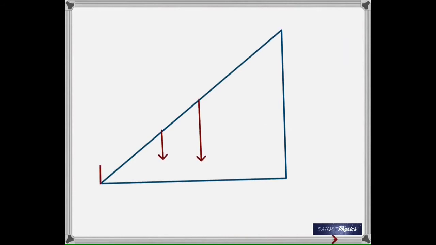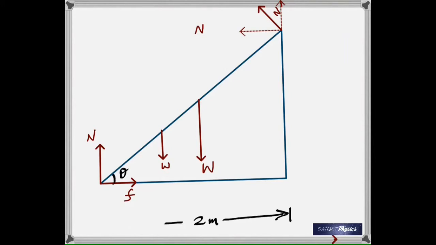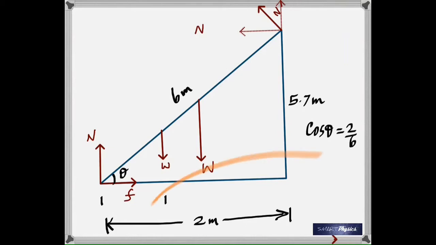And I wanted to draw the diagram again, showing all the forces clearly. Here it is, friction, the two weights, the normal reaction, and of course you have the reaction of the rain gutter resolved into two. The distances are clearly shown here. Cos theta is 2/6. And I'm calculating these distances already, 0.67. And this is going to be 1 meter.